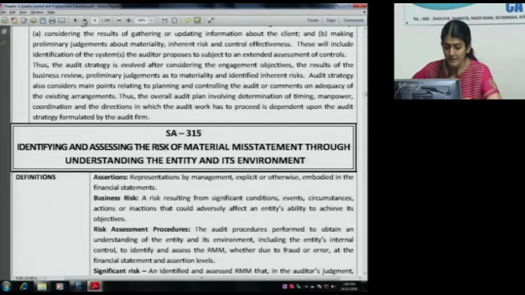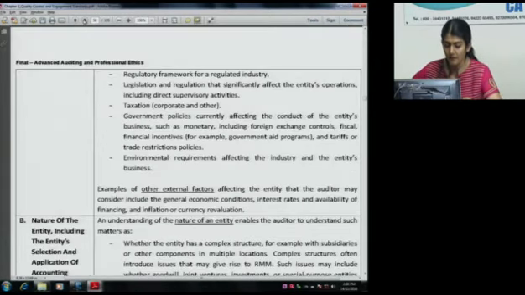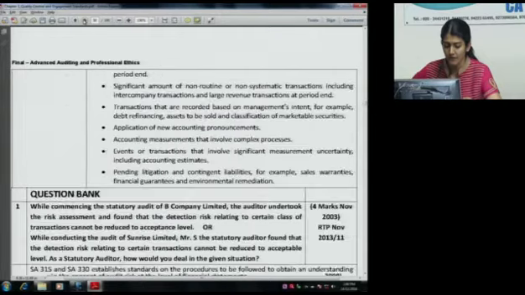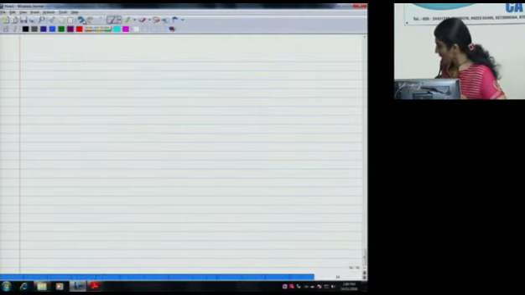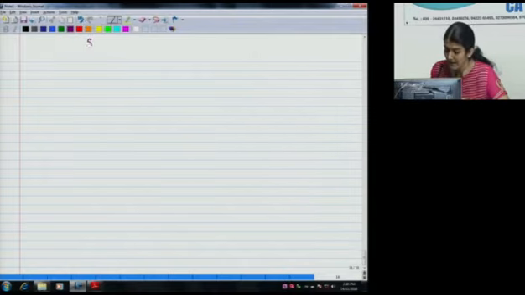Right, so that is SA300, which is regarding planning and audit of financial statements. Coming to the next standard, SA320, which is on materiality in planning and performing an audit.